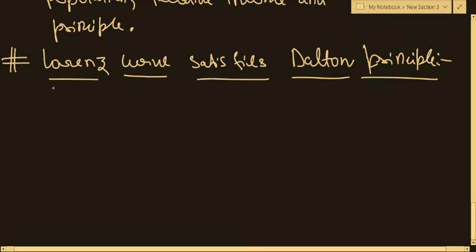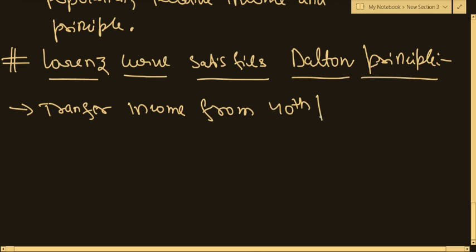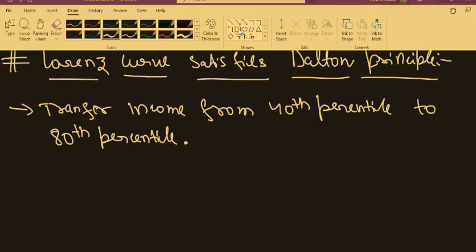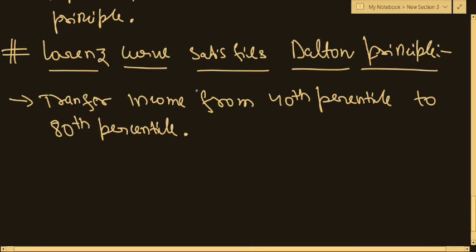Okay, so we are taking an example in which we transfer income from the 40th percentile to the 80th percentile. So how would this go? Let us understand.